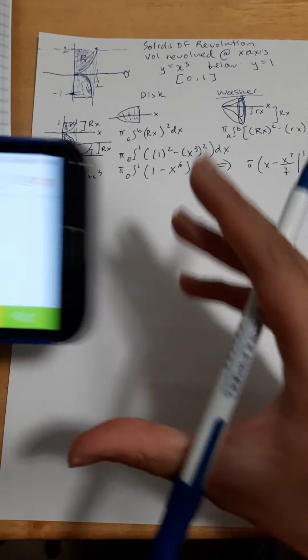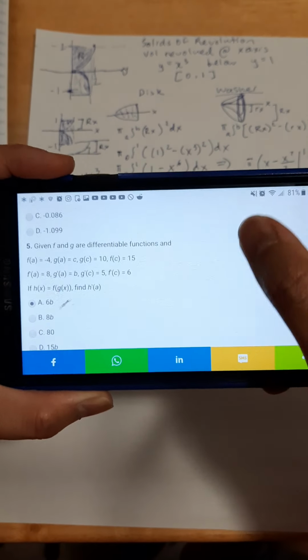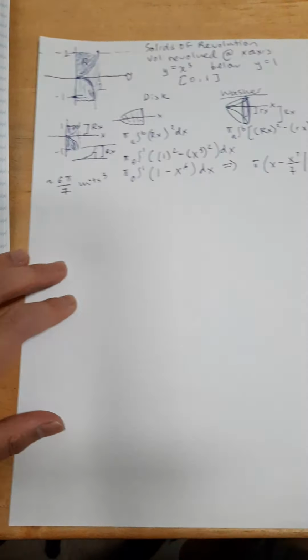Now go back to our practice test here. Okay, on the practice test we would look for this option, and that's our answer.